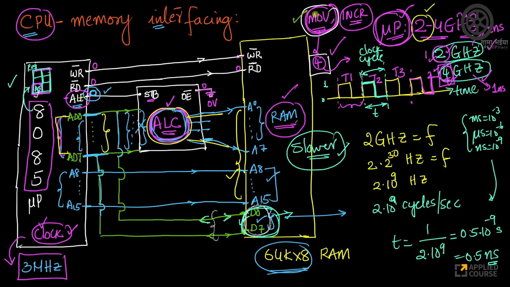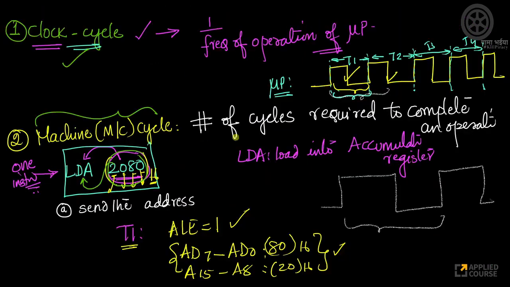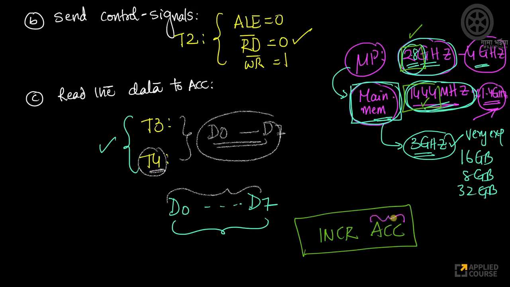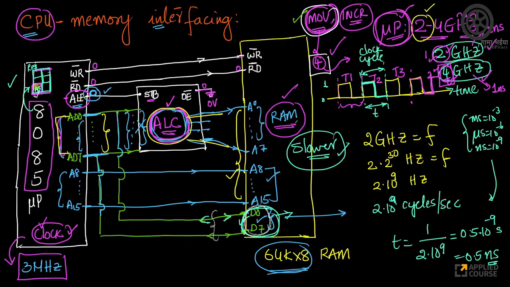Similar logic exists for move, increment, or any operation. Any machine instruction is decomposed into a number of cycles, 1 or more. For example, let's take the increment operator. Imagine I have another instruction, increment accumulator. How many cycles do you think this would need? I'm not asking for a perfect answer logically.